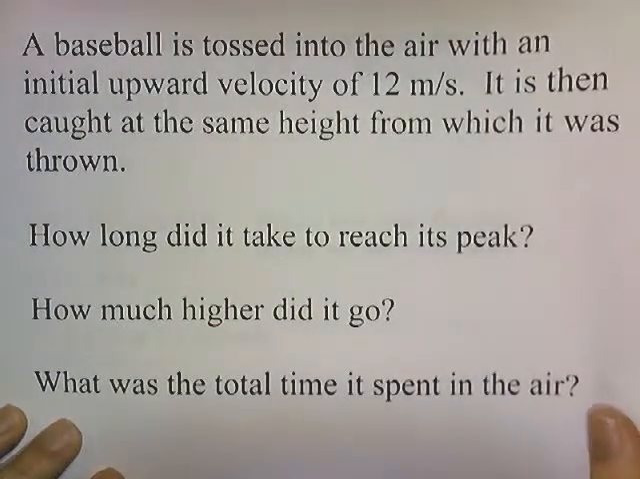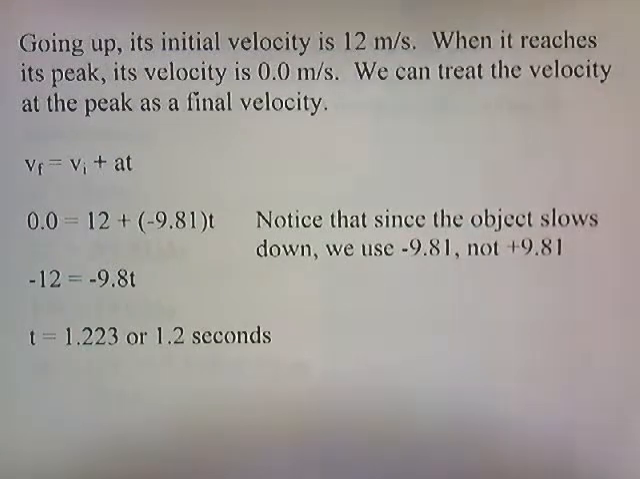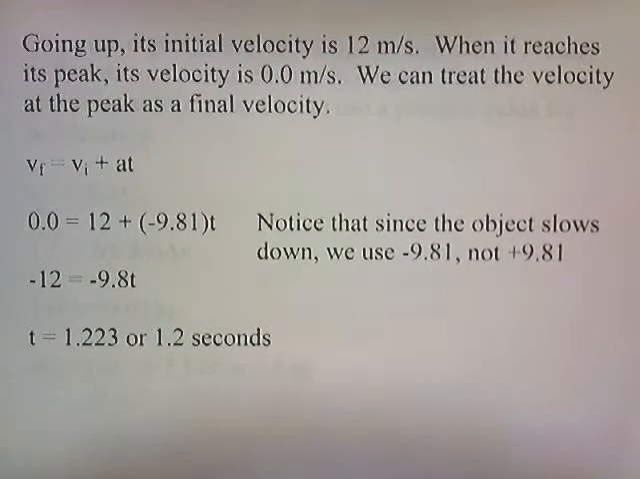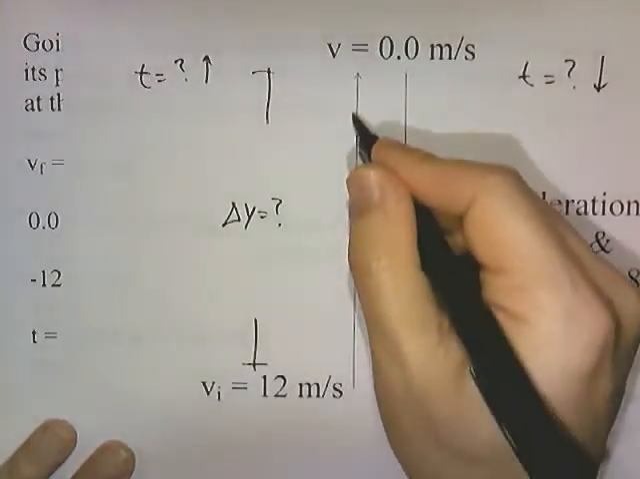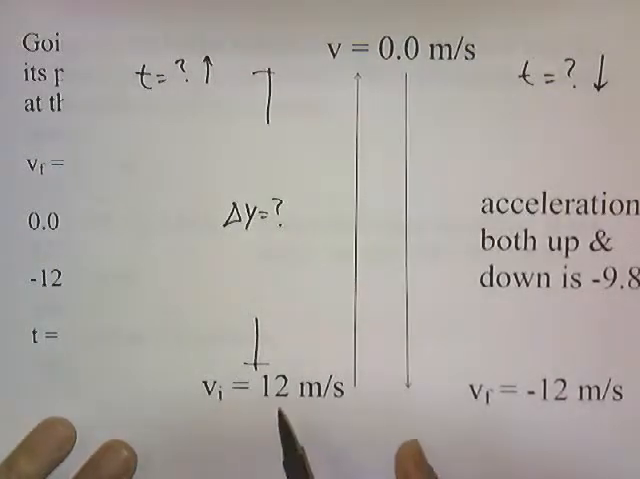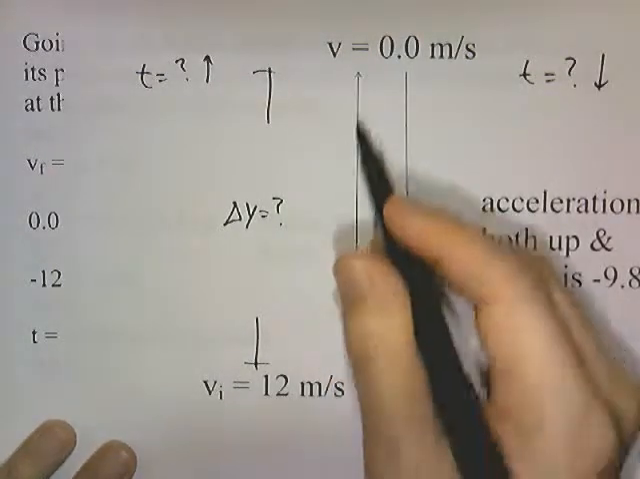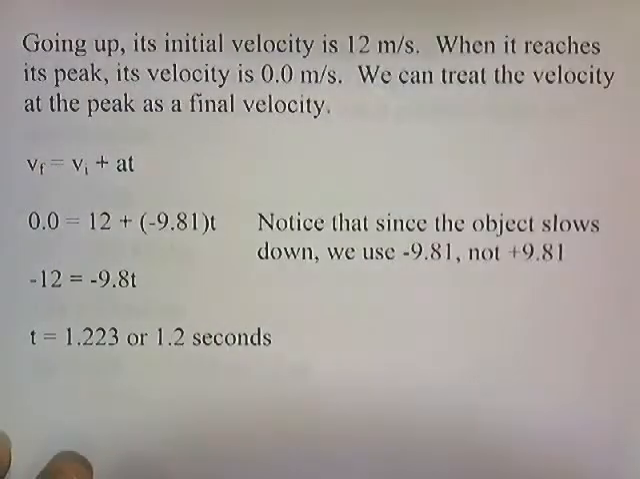All right, so let's see if we can solve it. Going up, its initial velocity is 12, and when it reaches its peak, its velocity is 0. So we've got the picture right here. We let go, it goes up, up, up, slows down, slows down, slows down, stops. So we can treat this as the initial velocity and this as the final velocity. We treat the velocity at the peak as the final velocity.